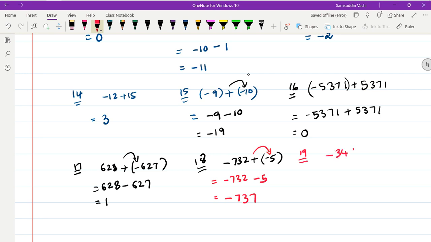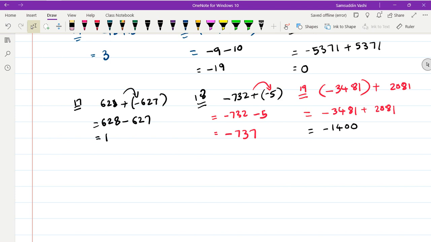Now 19. Negative 3481 plus 2081. So my debt was 3,481. How much I paid back? 2081. Okay, 2081 is not in bracket. Okay, so I paid back less, isn't it? My debt was 3,000. I paid back 2,000. Right? I still owe. How much is it? All right, so negative 1,400.